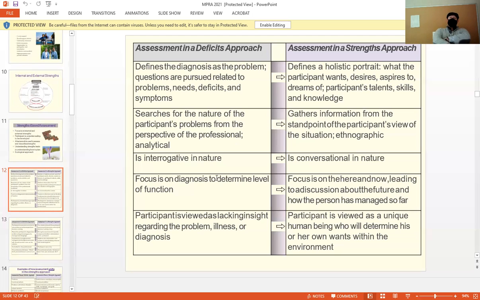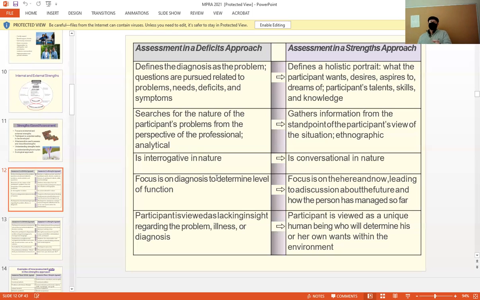All right. Here we go again with the strengths versus deficits approach, right? I will give you the deficits first, followed by the strengths approach to assessment. In the deficits approach, you're going to define the diagnosis as the problem, and then we ask questions that are related to problems, needs, deficits, and symptoms. Okay, that's very medical in nature, right? Very medical based. We're not talking about well-being other than this is what's wrong. How often does it happen? How bad is it when it occurs?